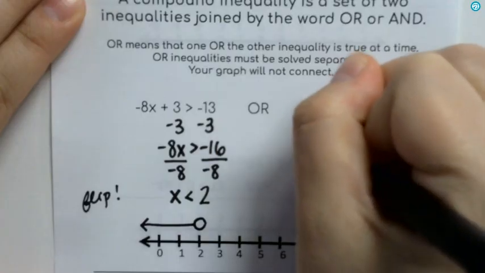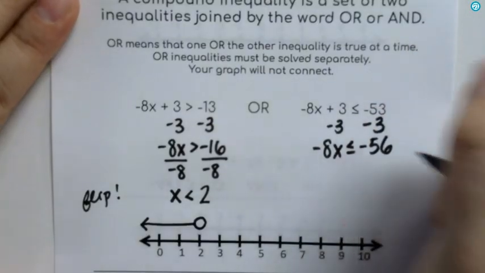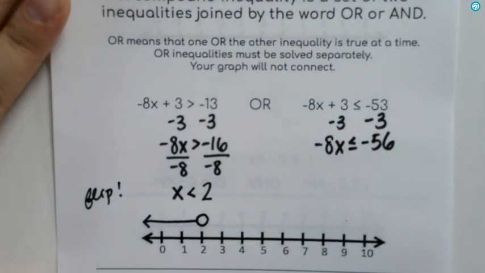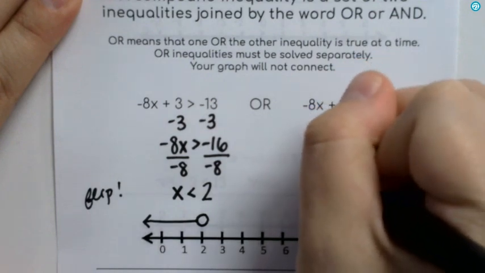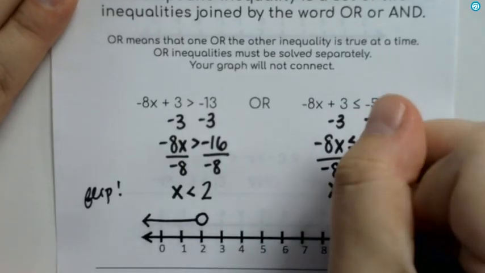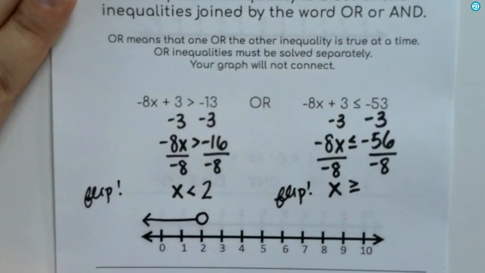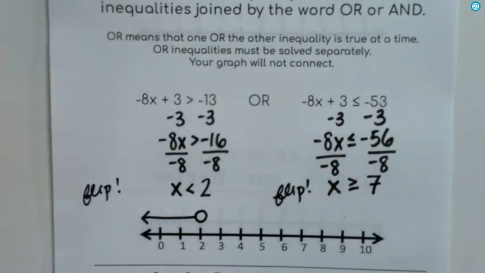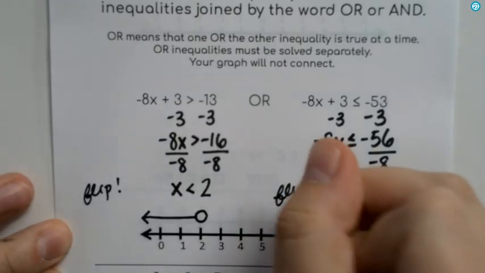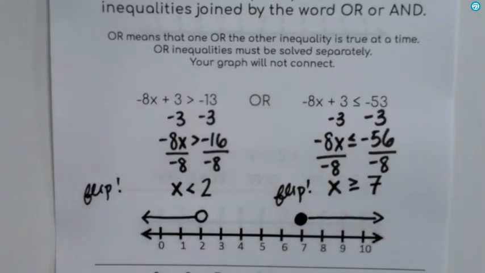We'll get negative 8x is less than or equal to negative 53 minus 3, which is negative 56. And I divide both sides by negative 8. I get x. Once again, because I divided by a negative, I'm going to flip my sign. So now it's going to be greater than or equal to. And then negative 56 divided by negative 8 is positive 7. So I get x is greater than or equal to positive 7. So I'll do a closed-in circle at 7 with an arrow going to the right.